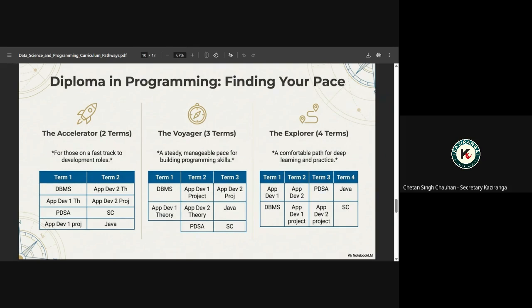Focus on your PDSA. It will require practice. Focus on your DBMS. Again, that will require practice. Both of them have their OPPEs, so keep that in mind. You have two courses which will be having OPPEs.